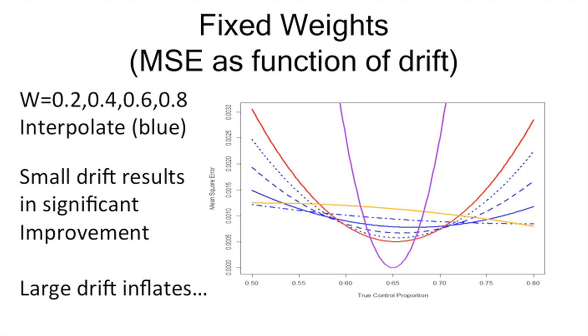So if you think, hey, there may be a decent amount of drift, maybe I want to weight this 20 or 40, I get some benefit and I get it over a broad range. I don't have to worry quite what the drift is. I will get a little bit of benefit from doing the borrowing.